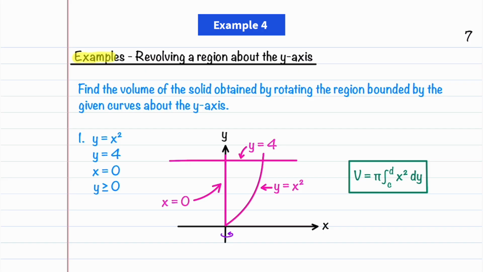We are going to look at two examples where we are going to revolve a region about the y-axis, and we're going to use disks and washers. We're going to find the volume of the solid obtained by rotating the region bounded by the given curves about the y-axis. In our first example, we are given a curve, two lines, and a region. I went ahead and graphed these, and you can see that the region that's enclosed by all of these curves is this region right here.